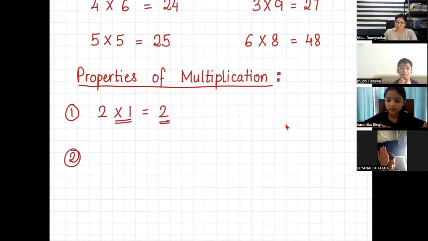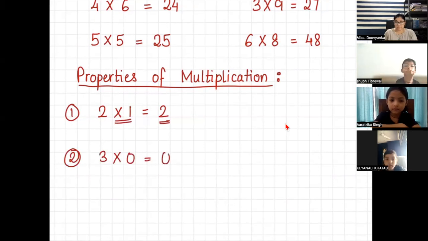The second property is when you are multiplying any number by 0, the answer will be 0. Any number that you multiply by 0, the product will be 0. Okay? Is it easy to remember?